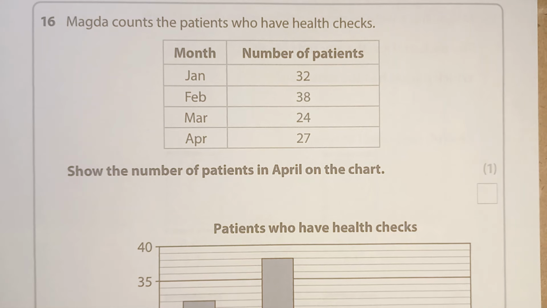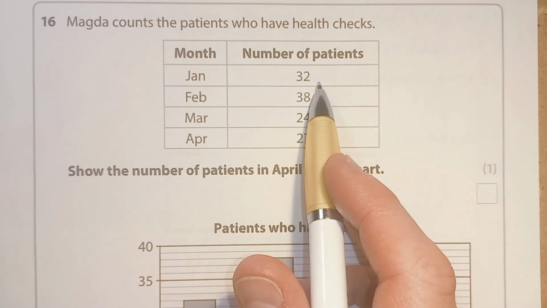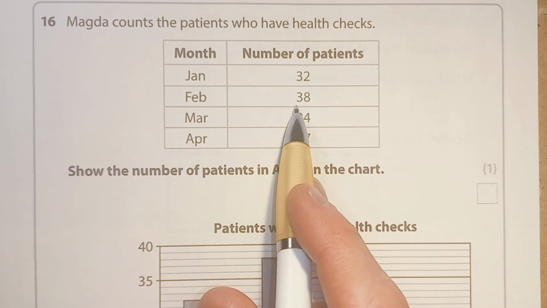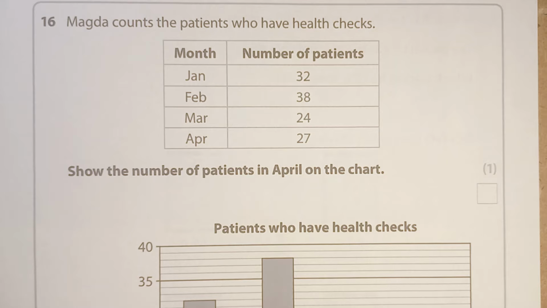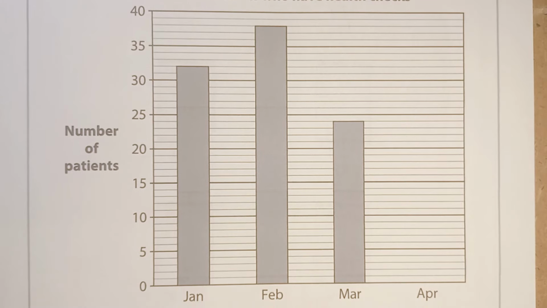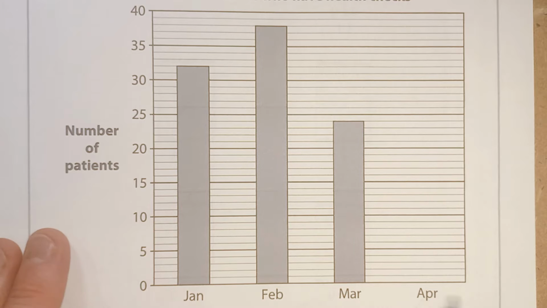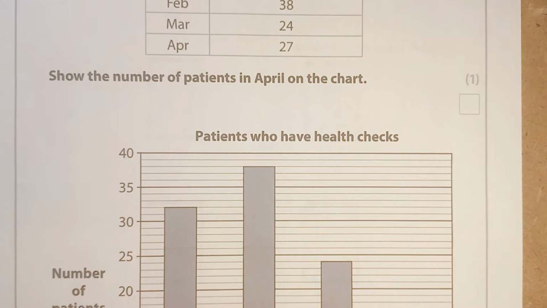And question 16. Magda counts the patients who have health checks. So in January, 32 patients had health checks. In February, 38. In March, 24. In April, there were 27 patients with a health check. Show the number of patients in April on the chart. So they've already drawn the bars for us for January, February and March. We want April. Okay, well, let's have a look. April's got 27.